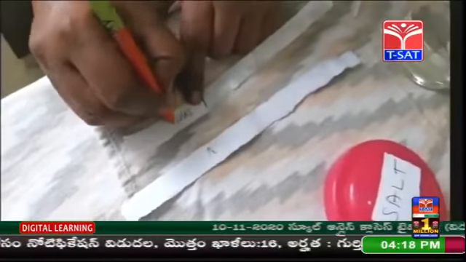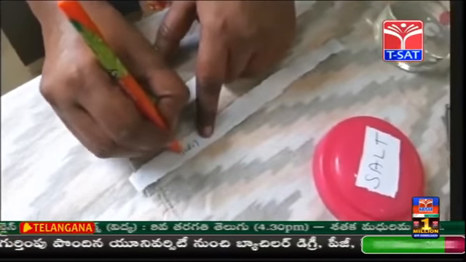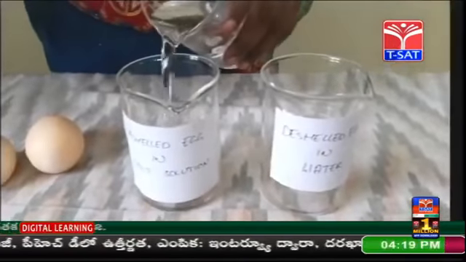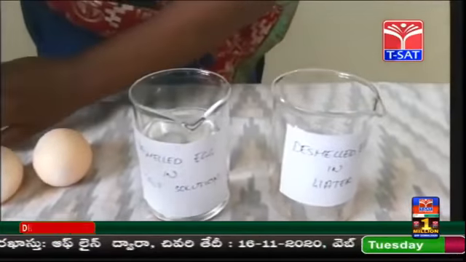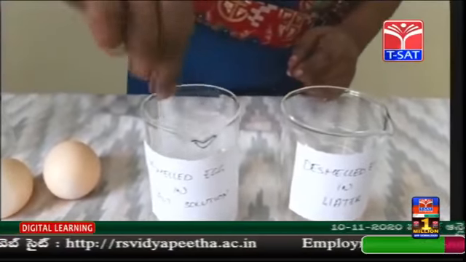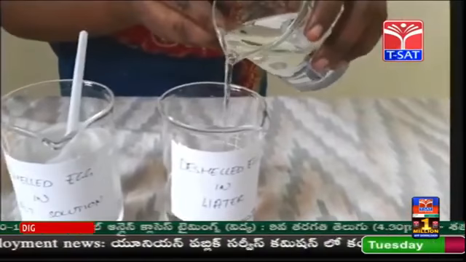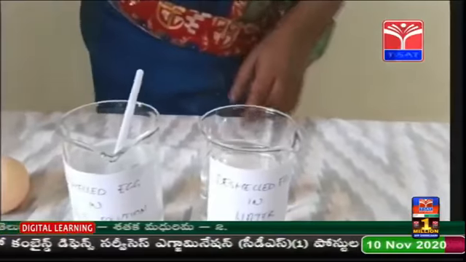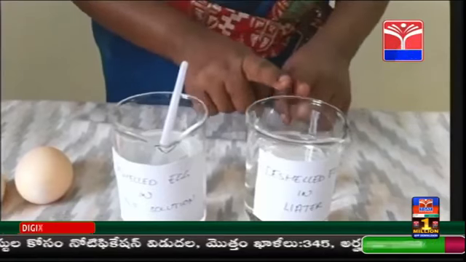This is the deshelled egg which I am putting in salt solution, and this is water. Now let's make salt solution. Children, this is salt. Now I am pouring water in the other beaker. So children, in one beaker I made a salt solution, and the other beaker is filled with water.